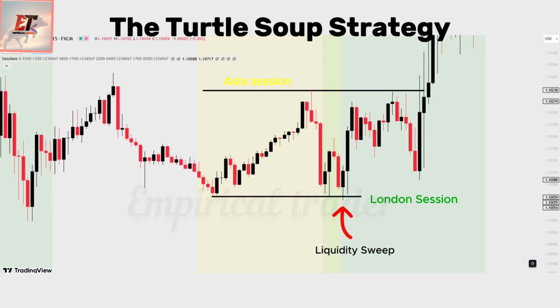takes out the liquidity of the Asia session lows and pushes the price to the upside, breaking the consolidation that the Asia range has set, by finally breaking the highs that have been set on the previous session, being the Asia. And if we ask, why did the liquidity sweep first happen to the lows by breaking the lows? We can answer that by looking at an entry model.